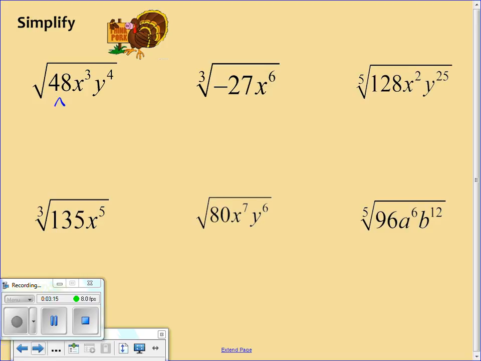So we would do a factor tree. 48 is 2 and 24, 2 and 12, 2 and 6, 2 and 3. And then what would we look for? Pairs. I'm looking for pairs. Why are you looking for pairs? You guys ever question that? I love how you guys blindly just follow whatever I tell you.